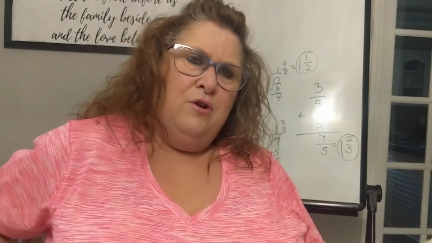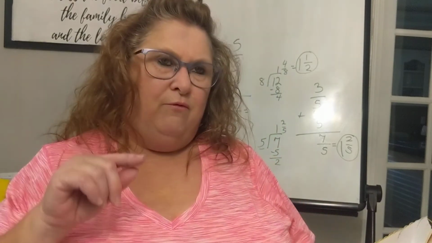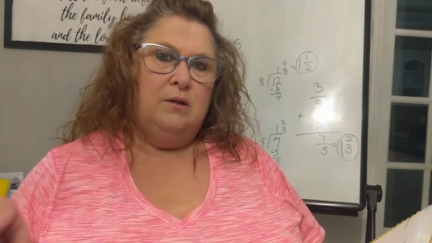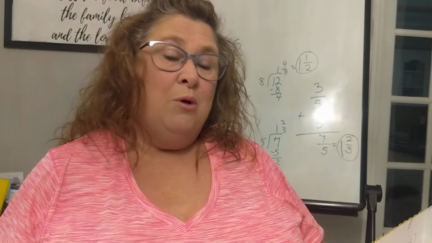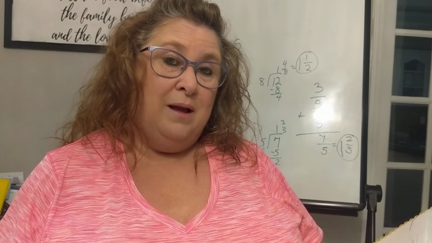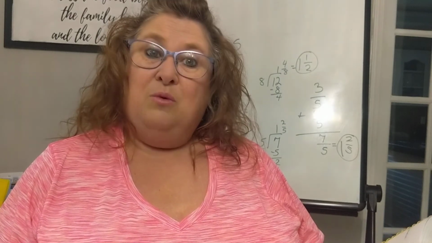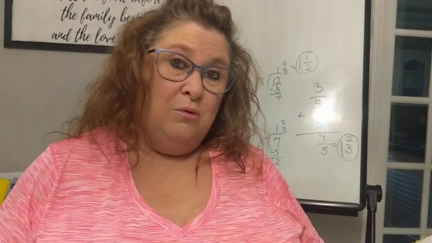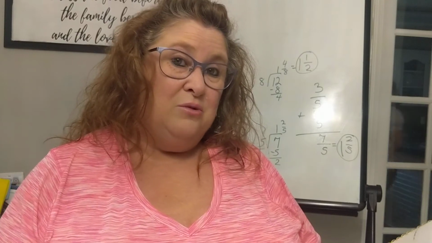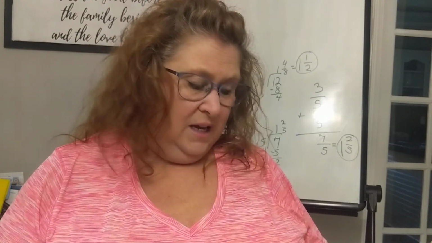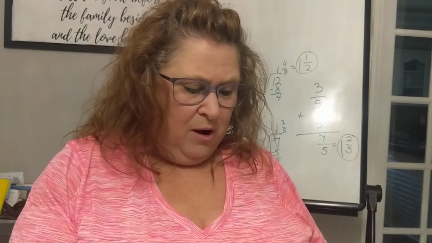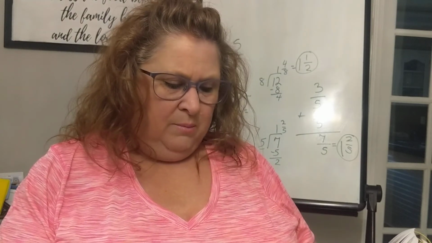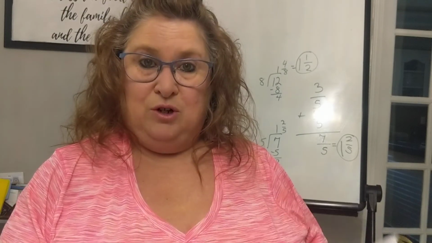Now look at letter F. 2/4 equals blank over 2. If you notice our denominators this time, we went from 4 to 2. We went to a smaller number. So instead of multiplying, what's the opposite of multiplying? They divided by. 4 divided by what equals 2? 2. So we're going to have to divide our numerator 2 by 2. So 2 divided by 2 equals 1. So 2/4 equals 1/2. Those other 3 problems, you will be working on your interactive worksheet.